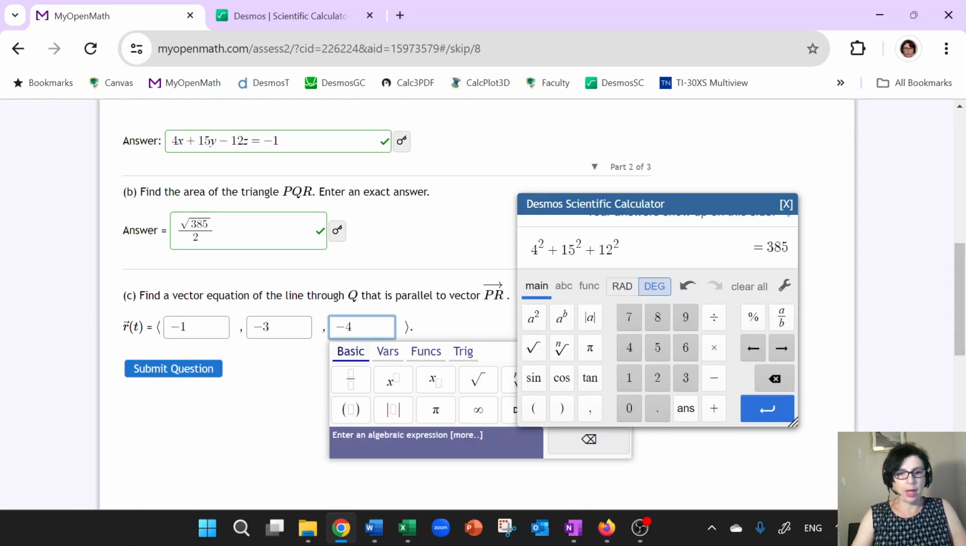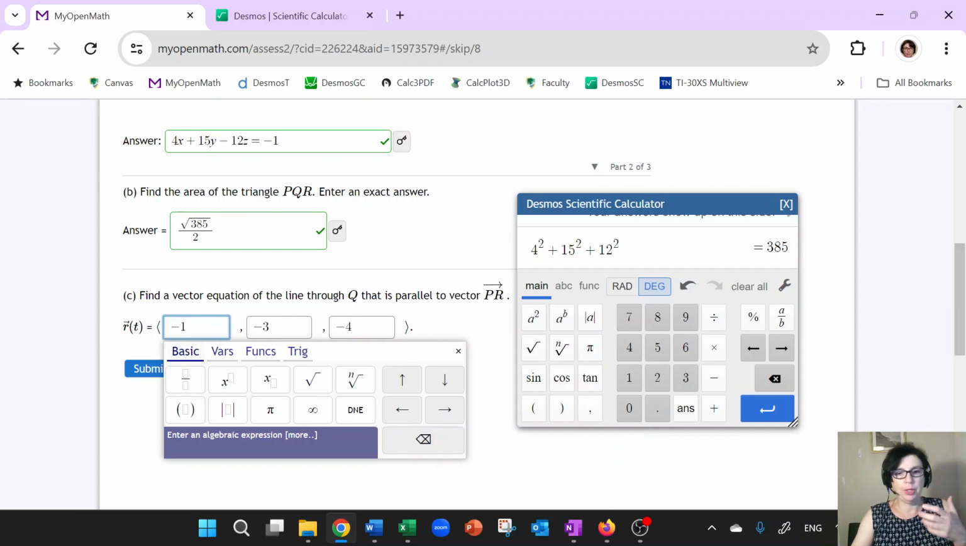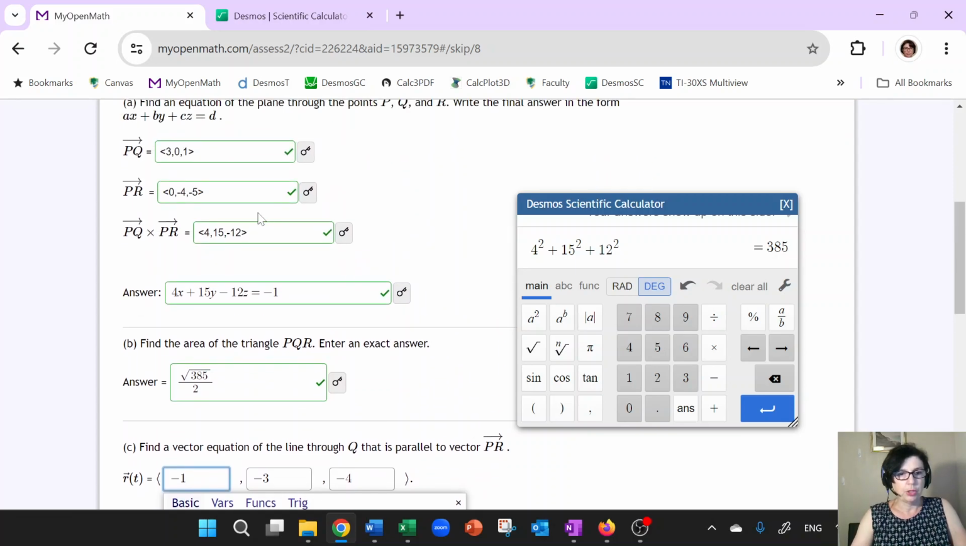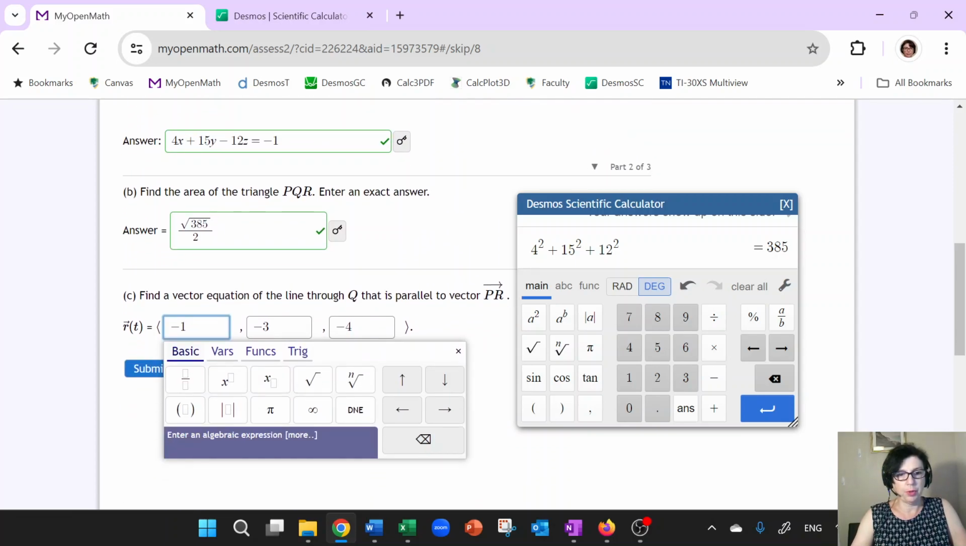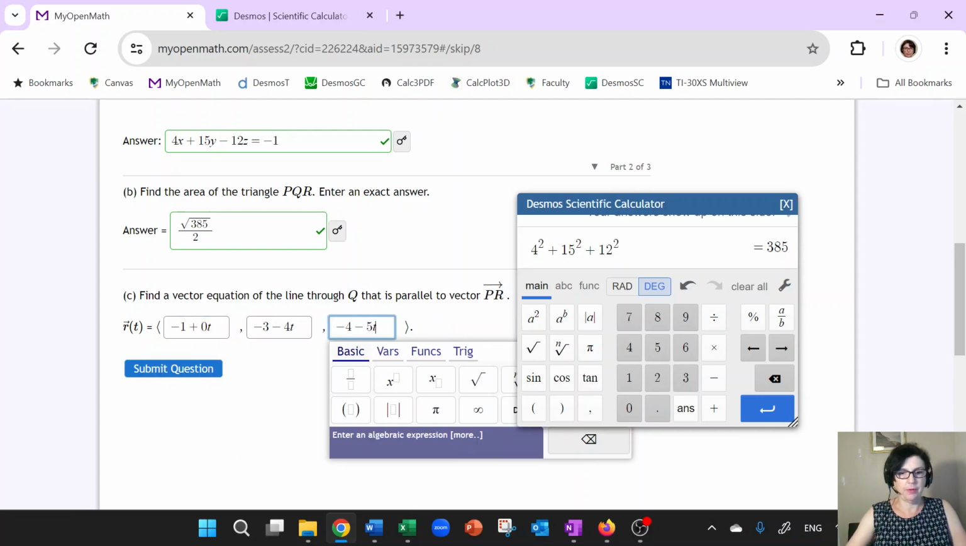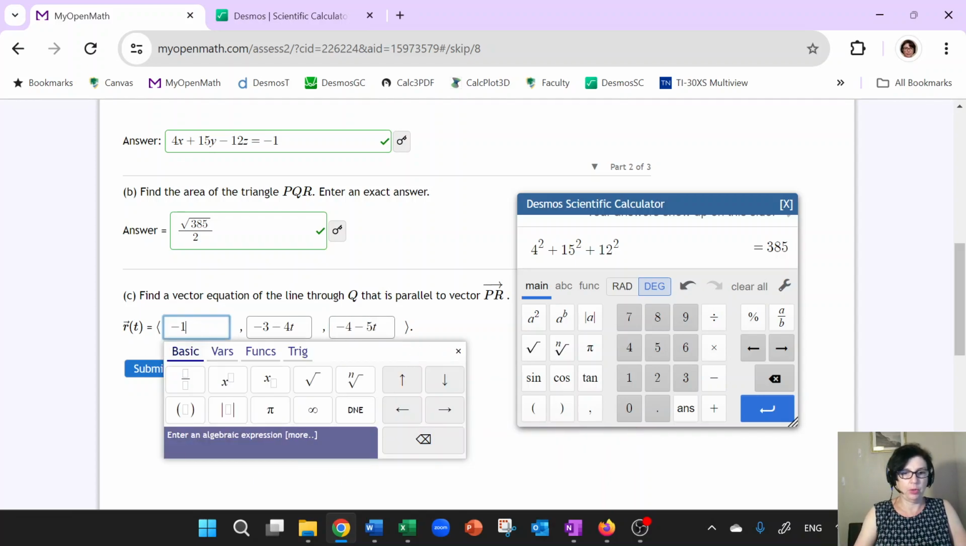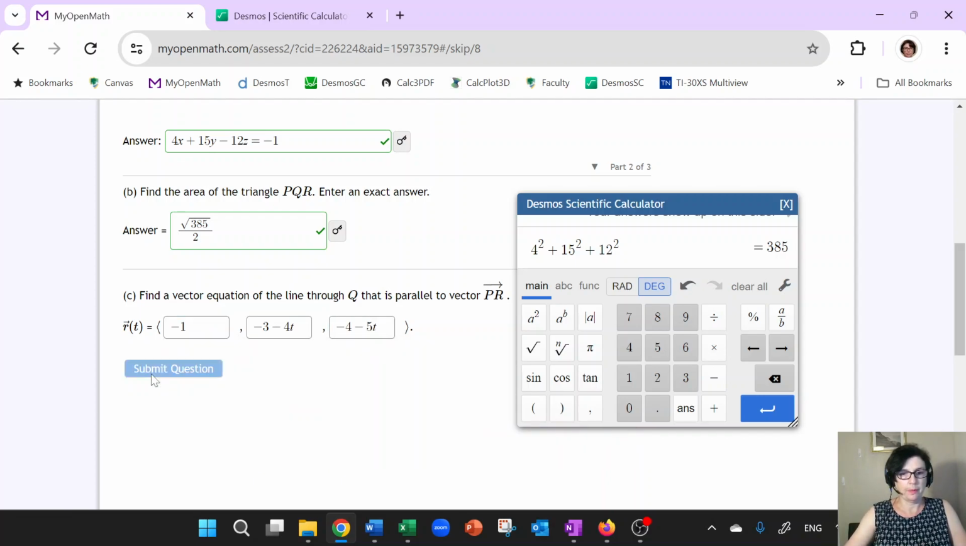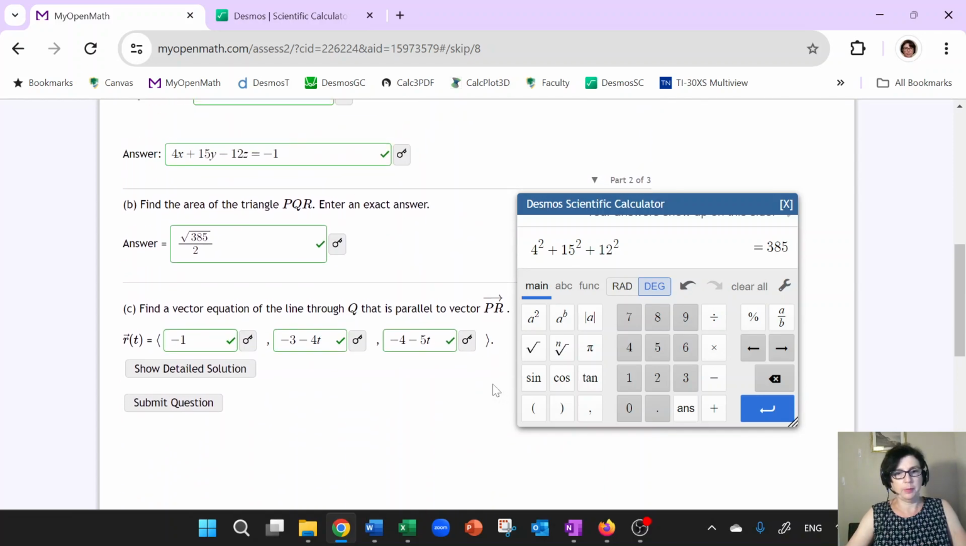And then you add the number t, times the vector that shows the direction of the line. And they say that that vector is PR. So PR was 0, negative 4, negative 5. So this should be something like 0t, minus 4t, minus 5t. Now 0t I do not need to put because that's just 0. And that's this part. We're done.